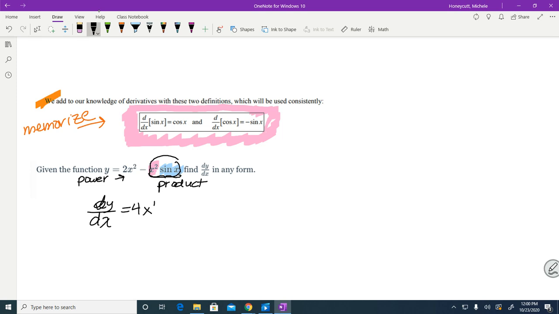So the derivative of 2x squared, multiply 2 times 2, I get 4x to the first power. But then I have to subtract me taking the product rule. So I'm going to subtract the entire product rule. So I'm going to do first, which is x squared, times the derivative of the second. So the derivative of sine, oh, what's that rule again? Right here. Derivative of sine is cosine. Plus the second, which is sine, times the derivative of the first. So the derivative of x squared, which is 2x.